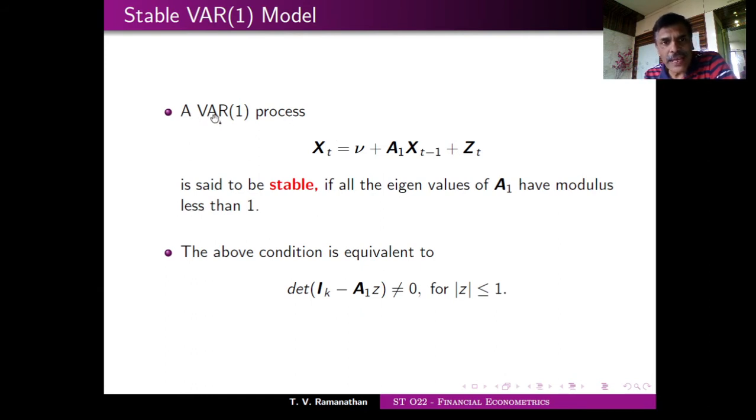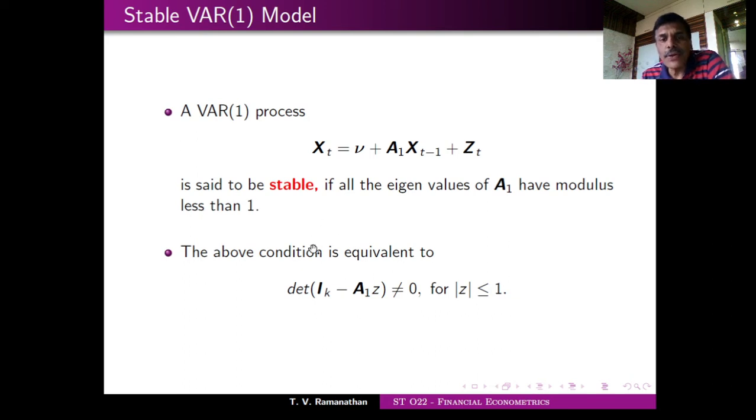So a VAR(1) process x_t = nu + A1 x_{t-1} + z_t is called stable. Then you may say, why not stationary? Well, actually stability is much more general. Stability implies stationarity. It is stable if all the eigenvalues of A1 have modulus less than 1. So the above condition, that the eigenvalues are less than 1, can be represented differently.